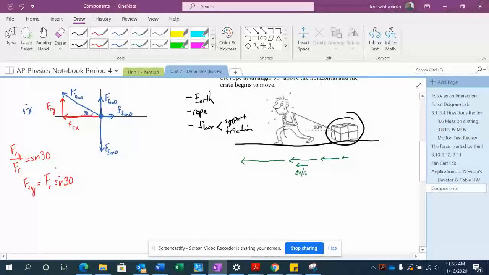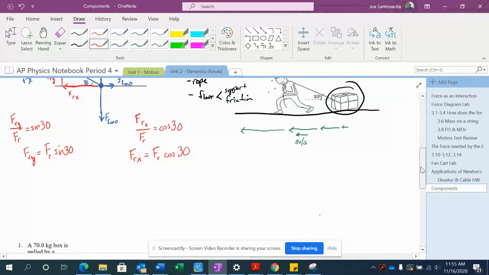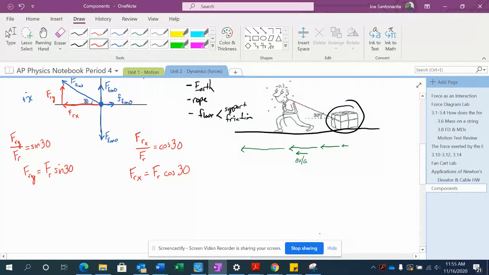All right, remember sine and cosine are less than 1, so whatever the rope is, it's going to be smaller than that value. For the x direction, we're going to do force of the rope in the x direction divided by force of the rope is equal to cosine of 30. So the force of the rope in the x direction will equal the force of the rope times cosine of 30. Now that we have pretty much everything in its component form, we are going to apply Newton's second law.